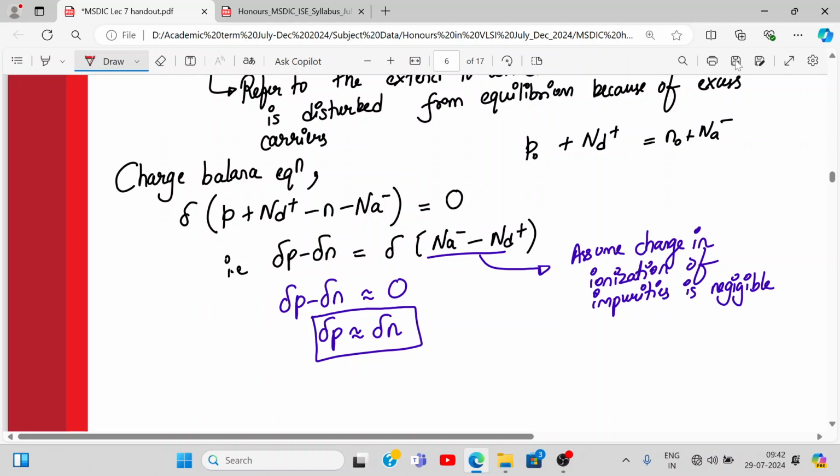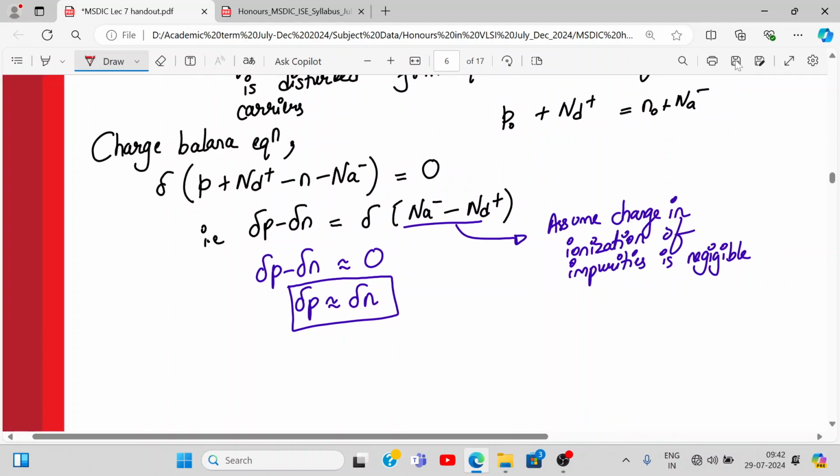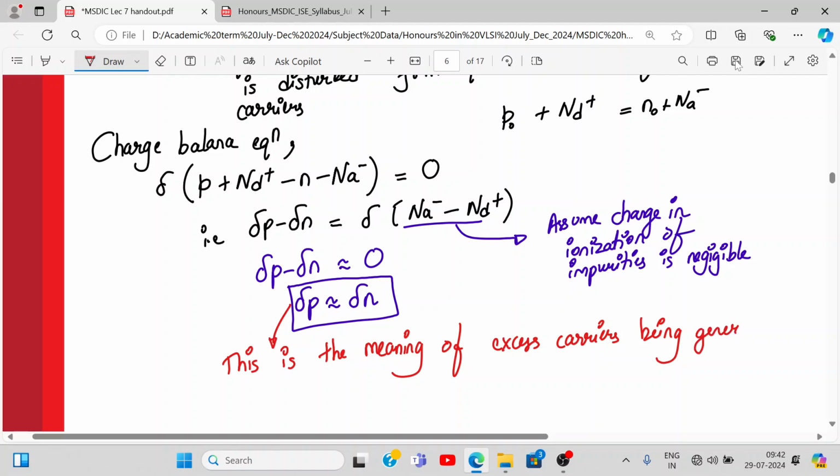So this delta stands for excess carriers, and this is the situation in most semiconductors. This is the meaning of excess carriers being generated in pairs. So what does that mean? For every excess carrier hole, there will be an excess electron. And this is the situation in most semiconductors.